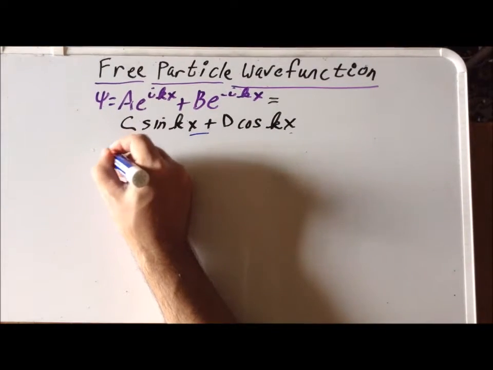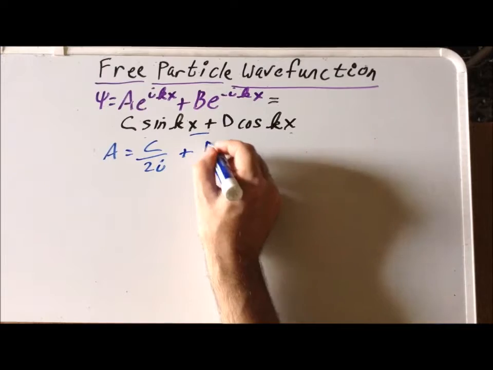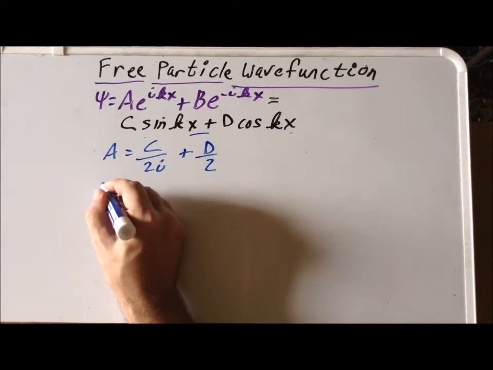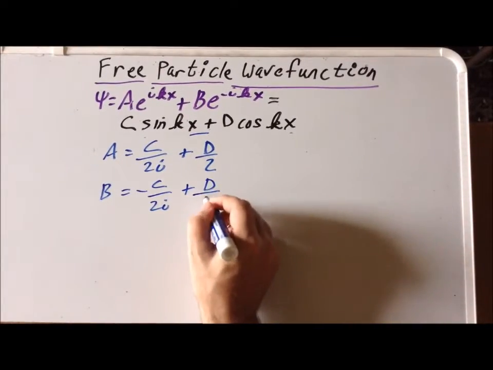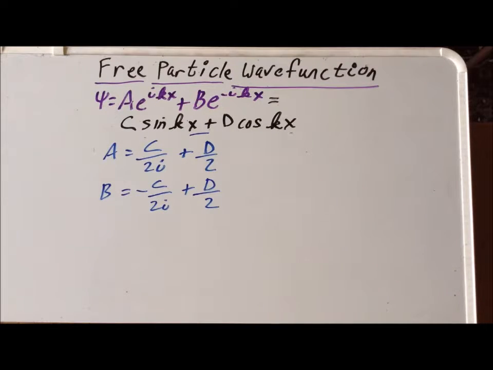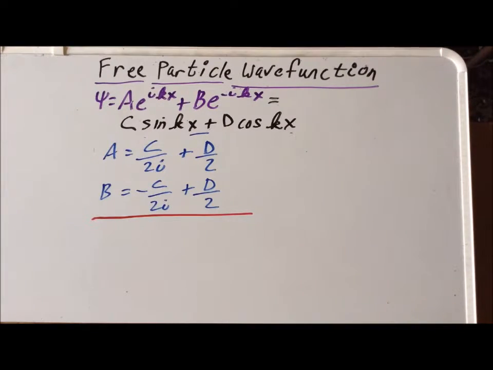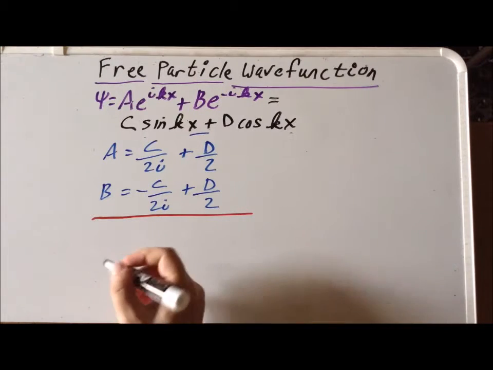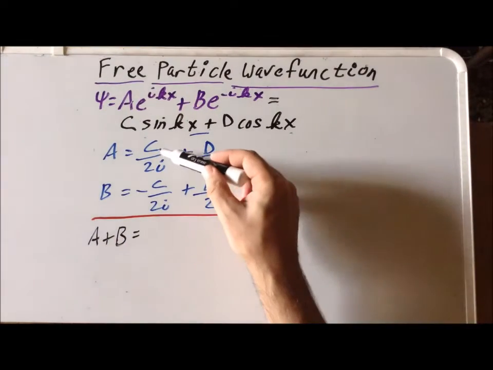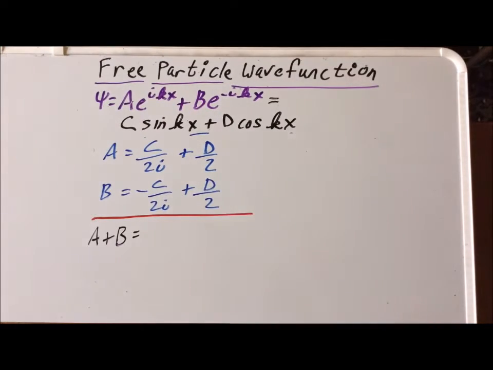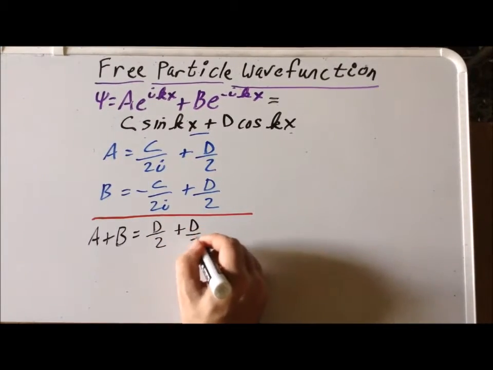Recall that a we found to be c over 2i plus d over 2. And we also found that b was equal to minus c over 2i plus d over 2. If we write it this way, it makes it somewhat easier to find the sum and difference of a and b. If we add a plus b, we notice that c over 2i and minus c over 2i cancel out. So we get simply d over 2 plus d over 2, which is equal to d.